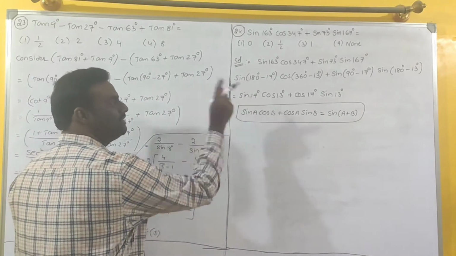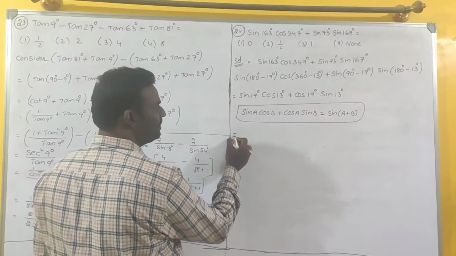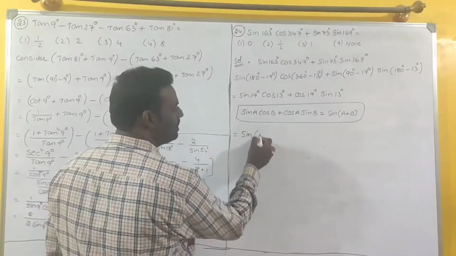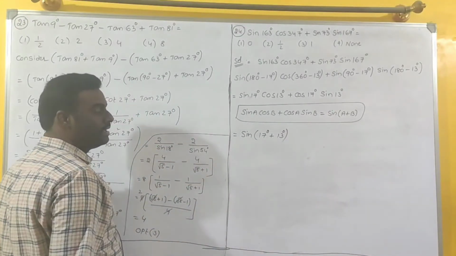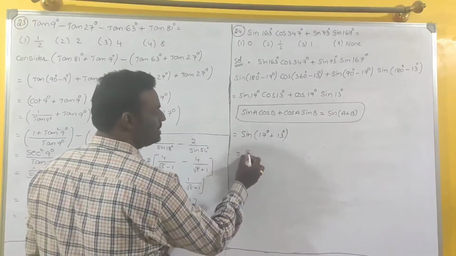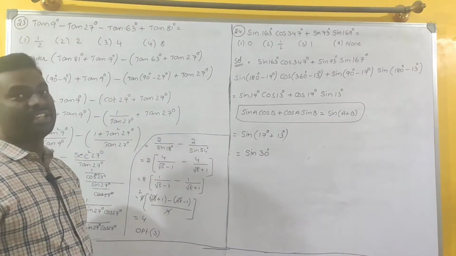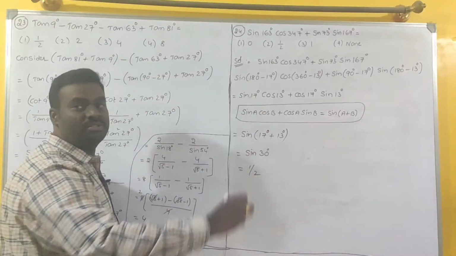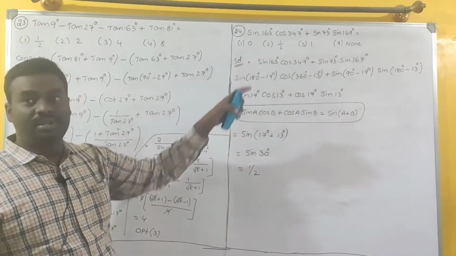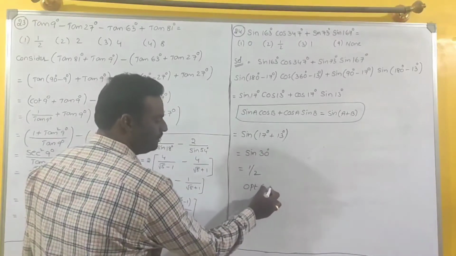A means 17 degrees, B means 13 degrees. Now you can apply sin of 17 degrees plus 13 degrees. 17 plus 13 is nothing but 30. We know the value of sin 30. Sin 30 value is 1 by 2. 1 by 2 means which option? The second option is the correct answer.